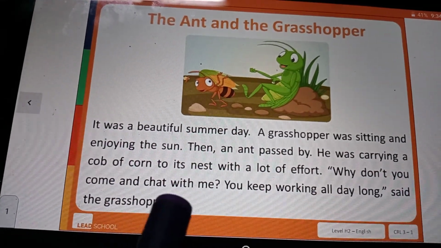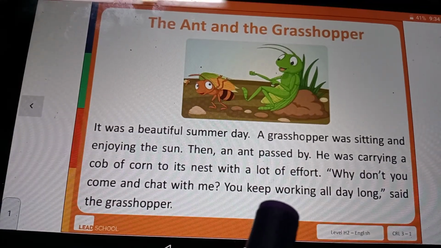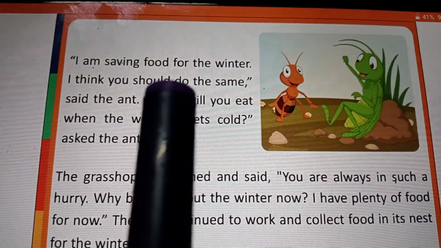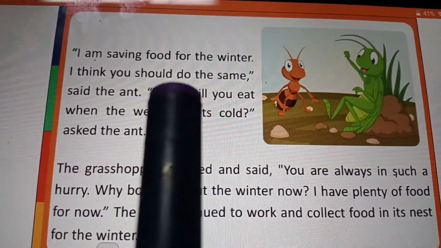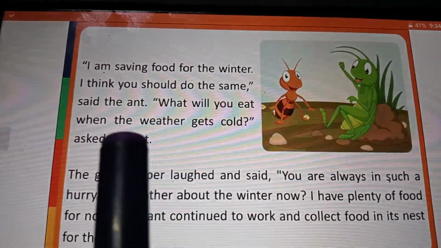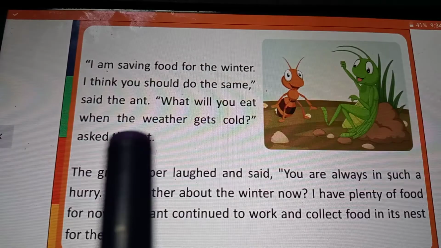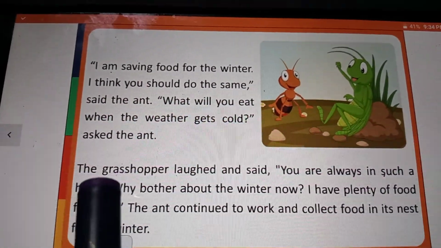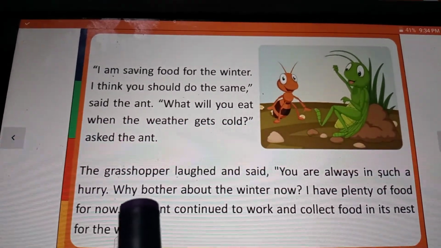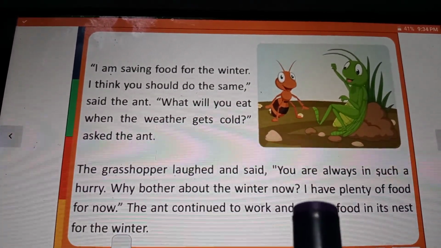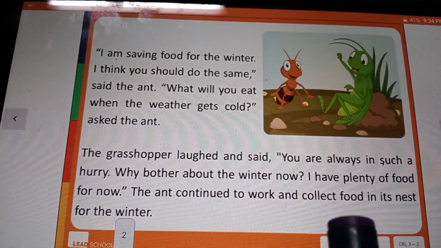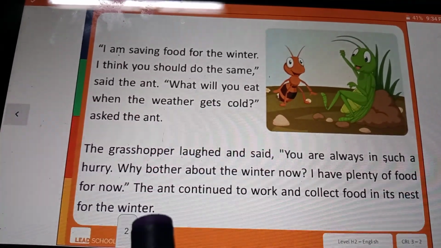Why don't you come and chat with me? You keep working all day long, said the grasshopper. I am saving food for the winter. I think you should do the same, said the ant. What will you eat when the weather gets cold? asked the ant. The grasshopper laughed and said, You are always in such a hurry. Why bother about the winter now? I have plenty of food for now. The ant continued to work and collect food in its nest for the winter.